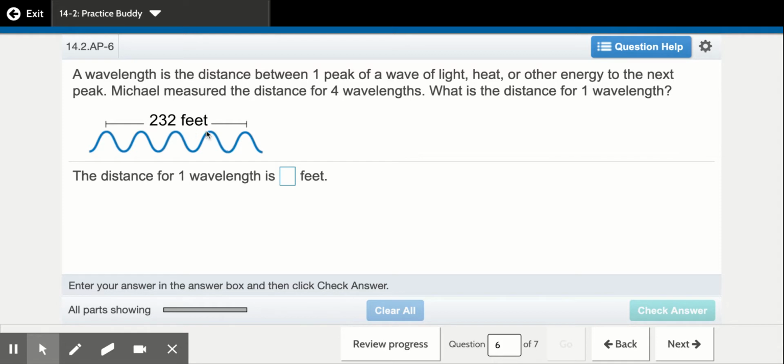3, and 4. So some of you might think that the rule might be to divide by 5 if you're counting the waves, but in reality the rule is to divide by 1, 2, 3, 4 in order to find how much one wavelength would be, how many feet one wavelength would be.